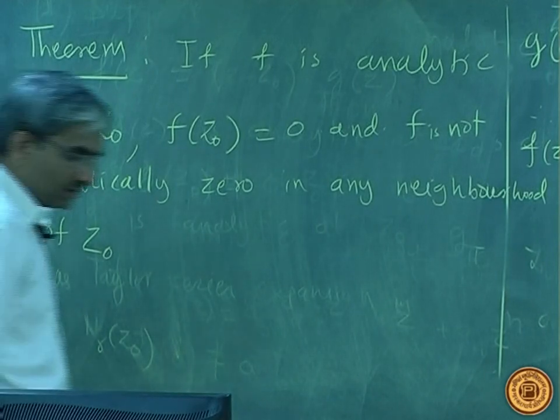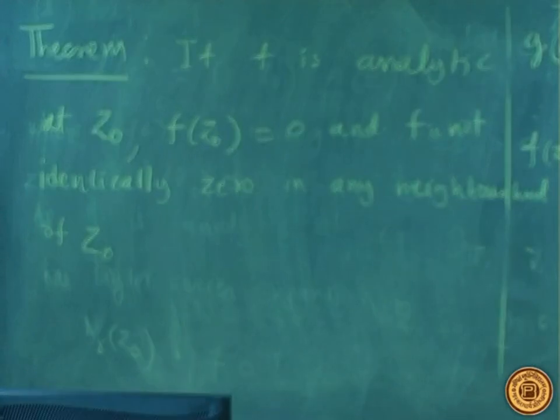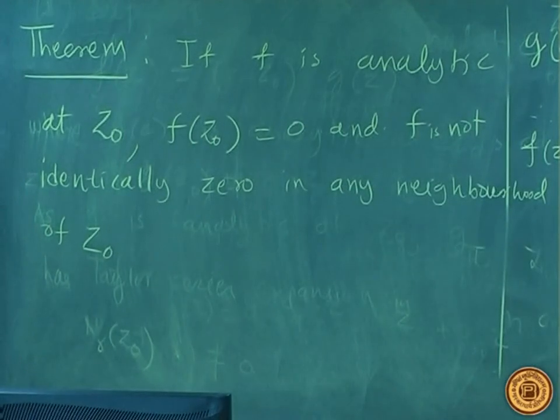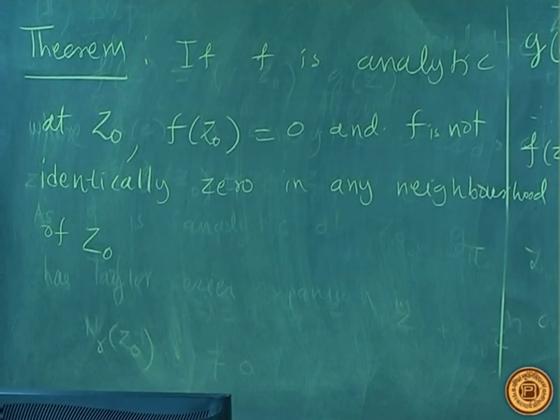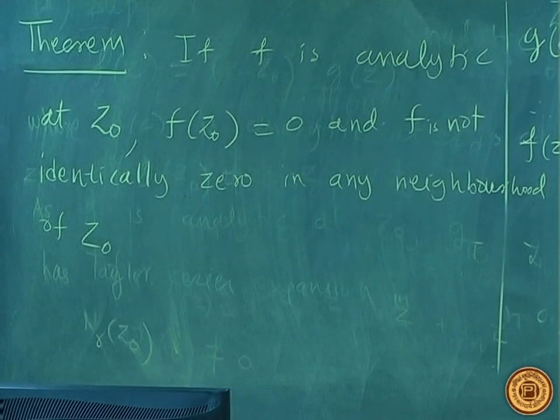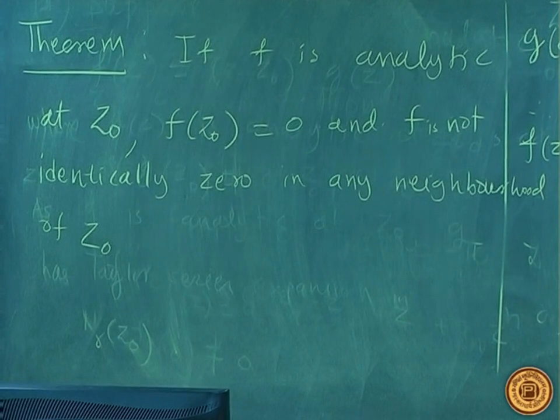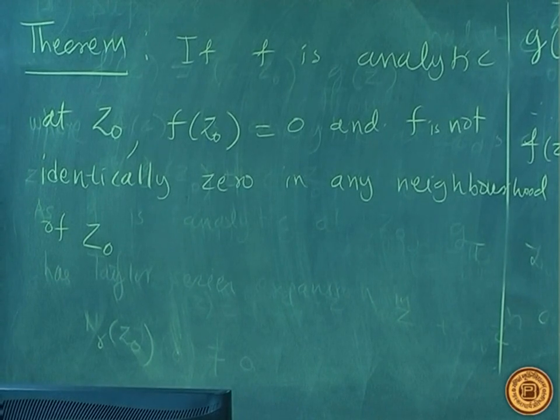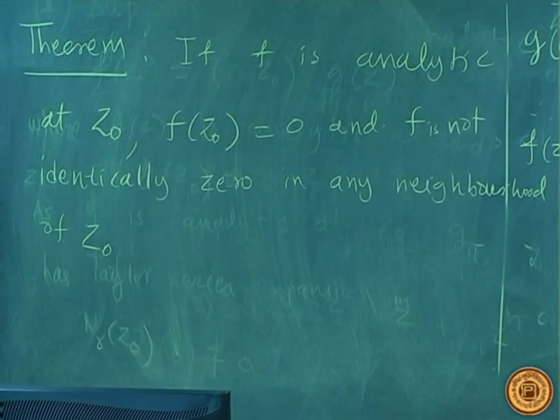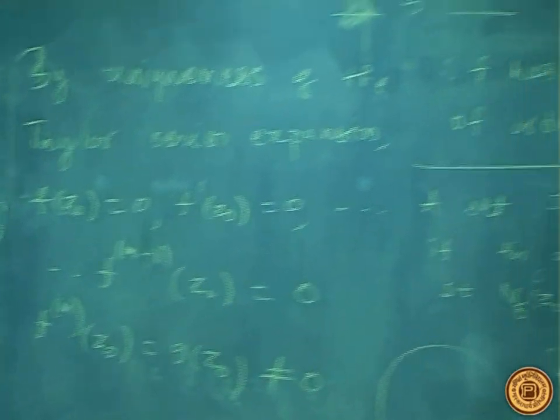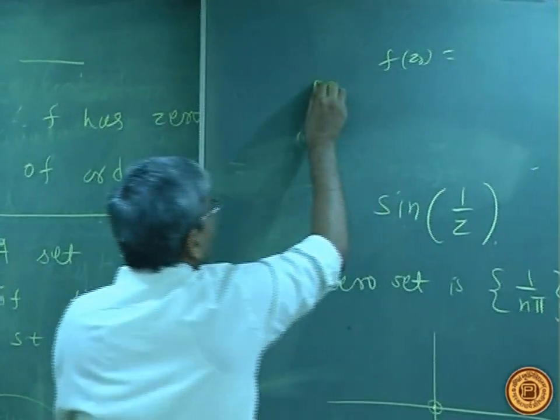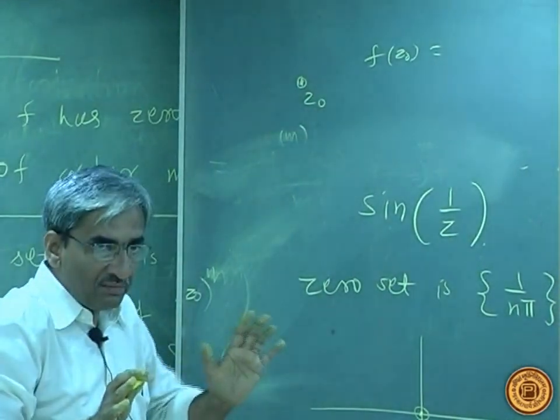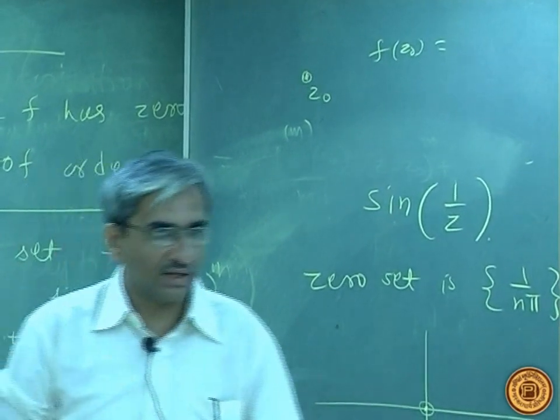See, if you consider the zero function, f(z) equal to 0, then that is a constant function and that is analytic. It is 0 everywhere on a certain set, so every point is a zero of the function, and now you cannot isolate them. So I have to take a function which is not identically 0 on any neighborhood. In any neighborhood of z naught, f(z naught) is 0, but it will not be identically 0. Identically means at every point in that neighborhood f is 0, that is not happening.